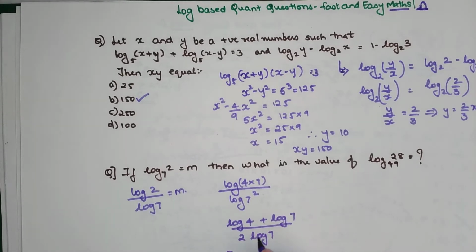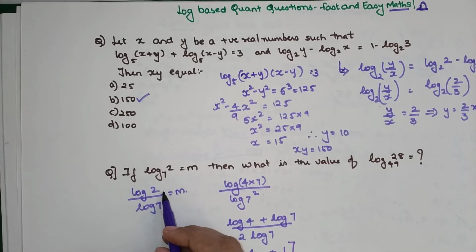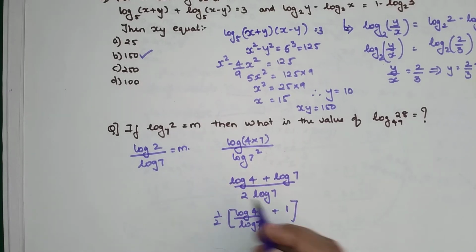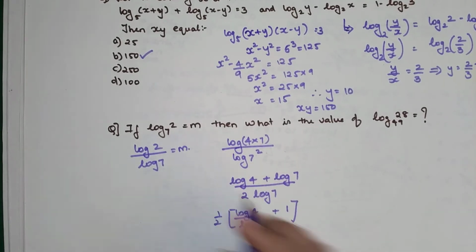Okay, so log of 4 upon log of 7 plus log of 7 upon log of 7 will get you 1. But now you want log of 2, because you want everything in terms of m. So we are going to write this log of 4 in terms of 2.